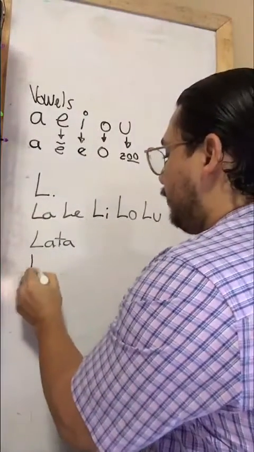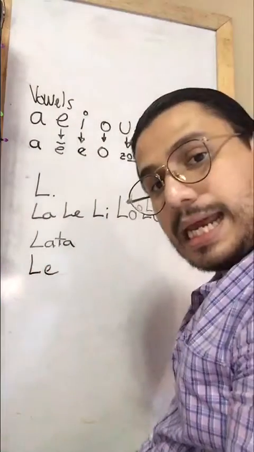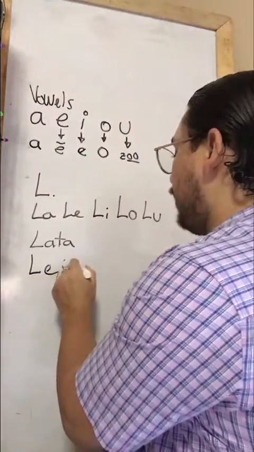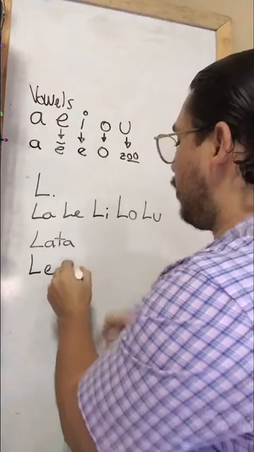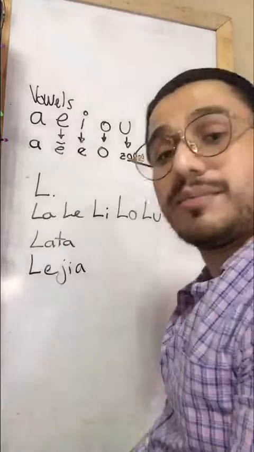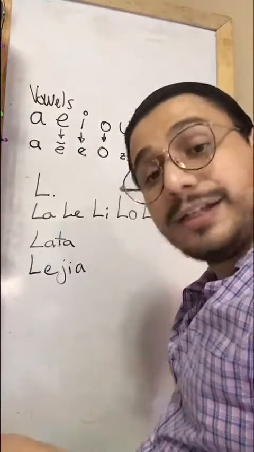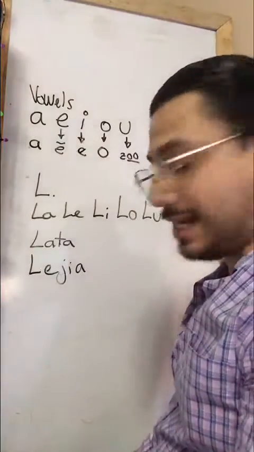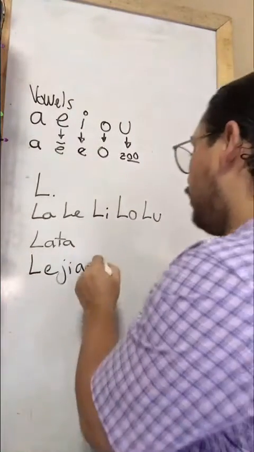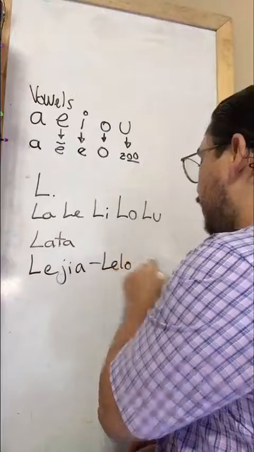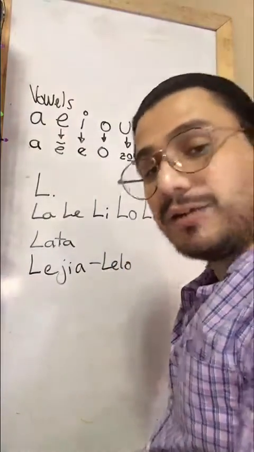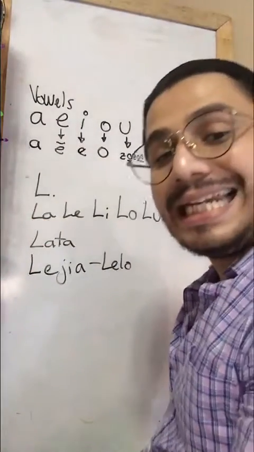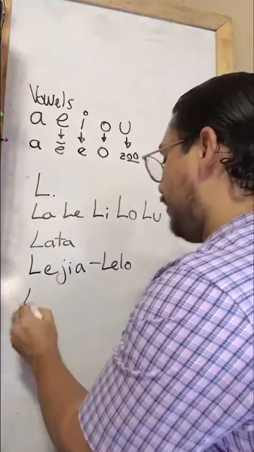We have lejía. Lejía, if I'm not wrong, is a very concentrated material people use to clean their toilets. I don't know what the name of that is, probably bleach. Lejía. Or a very Honduran word that people don't use anymore, I guess: lelo. That's dumb. Lelo.